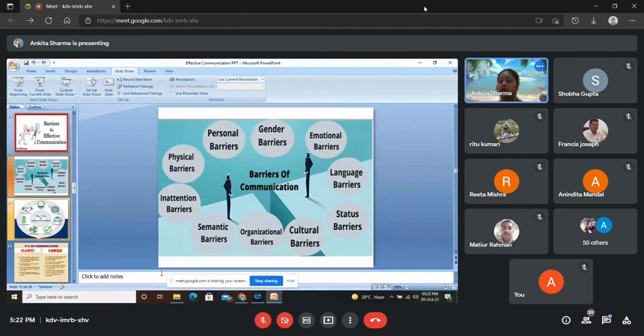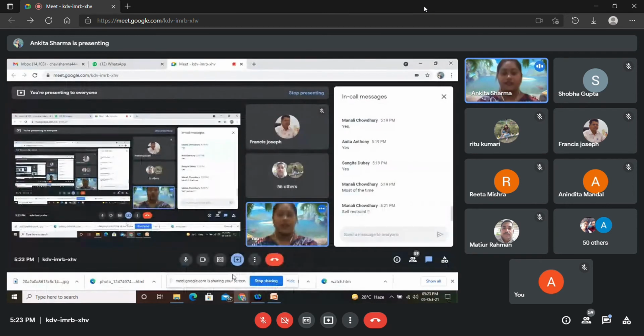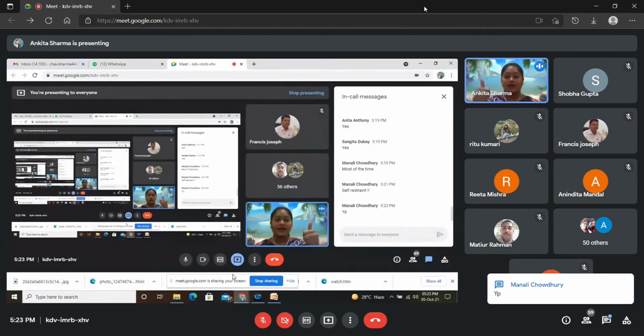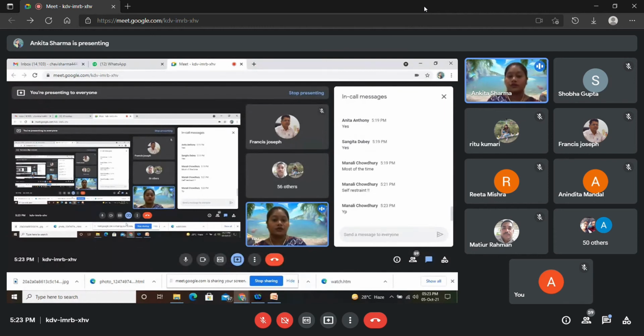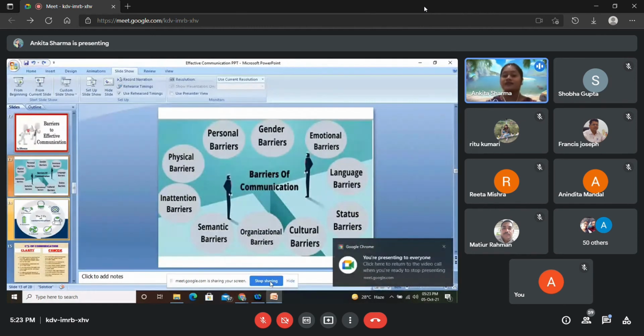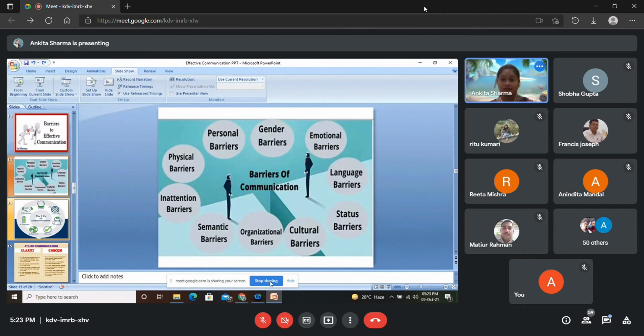Now the next is the cultural barrier. If I do this, what do you understand? Thumbs up. We have all adapted westernized self-restraint, so we are associated with Western culture. I hope I'm visible to all the teachers. If I do this, you understand it because we are westernized, so we understand the difference. But if I go to a village and do this, what would they understand? They might not understand what I'm trying to convey.